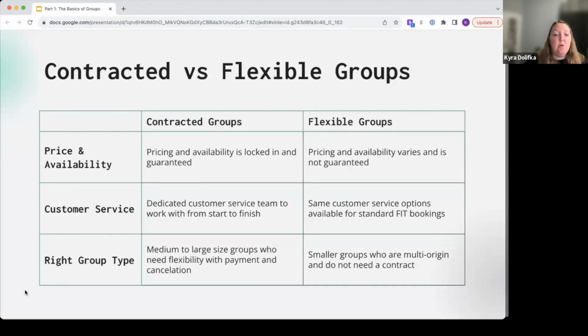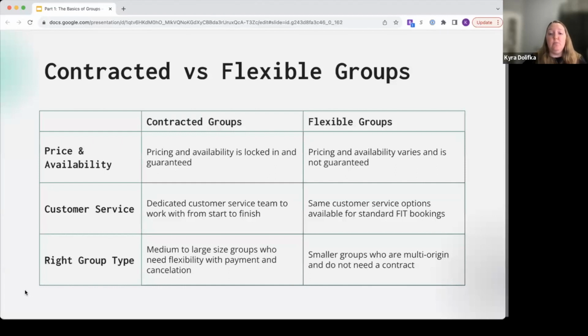Customer service. So contracted groups usually come with a dedicated customer service team. This is a team you're going to work with from start to finish. This is a team that typically is going to be a little faster to answer the phone than maybe the general customer service line. I've had great experiences with customer service teams for groups in the past, okay? So they are great. They are experts on groups. They're there to help you, and you will probably learn some things from them.